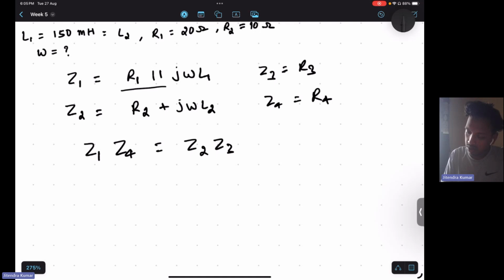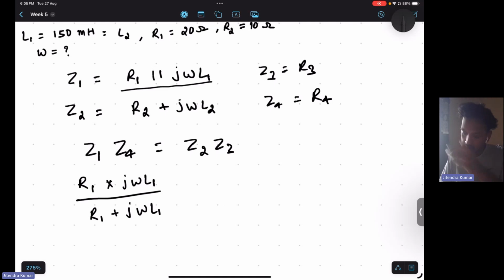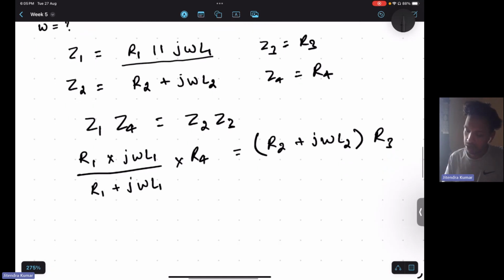Now, Z1 is R1 into j omega L1 divided by R1 plus j omega L1, and Z4 is equal to R4, Z2 is R2 plus j omega L2, into R3. Now we have one job here: to segregate the real terms and imaginary terms. If we can segregate them, then we will equate real terms to real terms and imaginary terms to imaginary terms. That way it will be easier to solve.